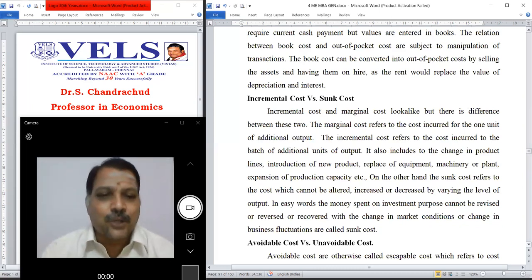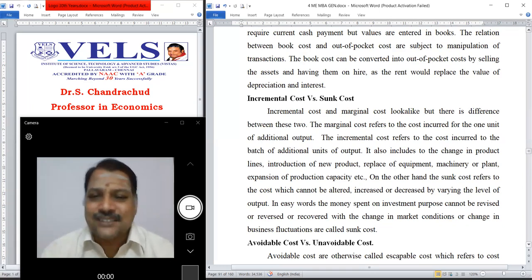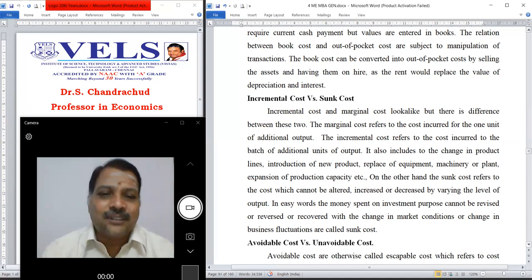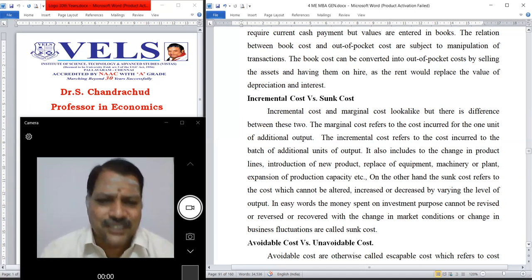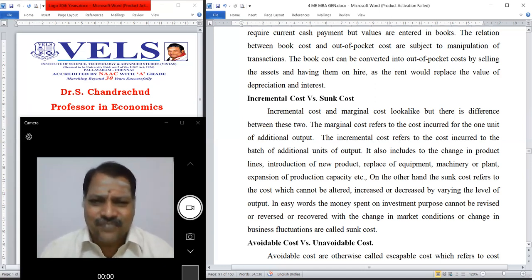It also includes the changes in the product lines, introduction of a new product, replacement of equipment, machinery or plant, whichever it may be. When you replace machinery or a plant, or even when you expand the production capacity, all this will influence the incremental cost.